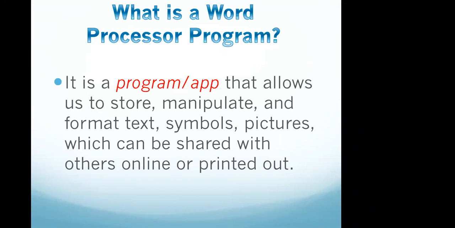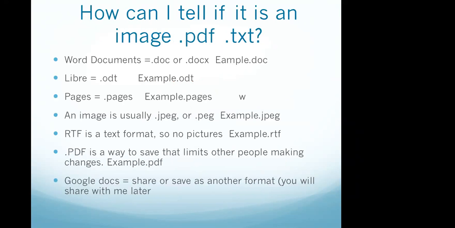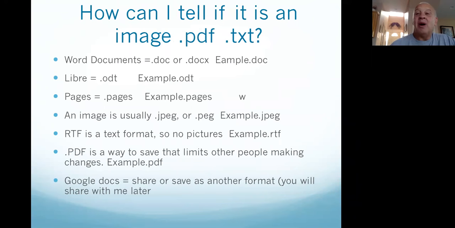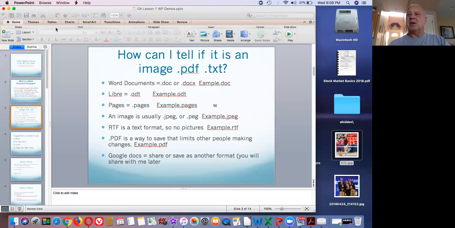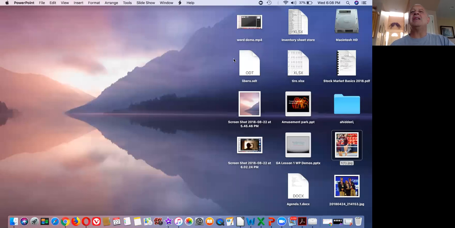A word processor is a program or app that allows us to store, manipulate, and format text, symbols, and pictures that we can share with other people online, or even print out and send to them. What I am seeing a lot of people turn in is an image, a PDF, or a text file, and I want to show you real quick what those look like on my screen.